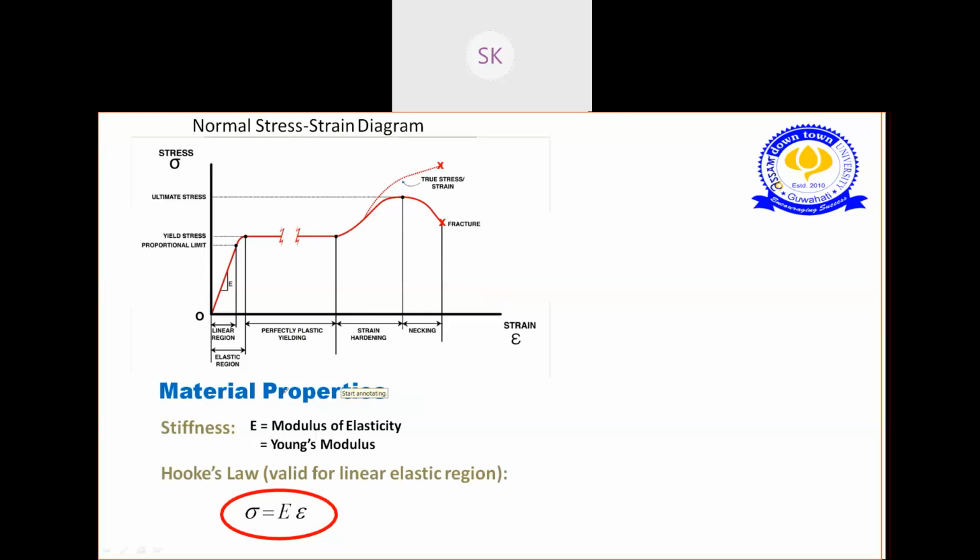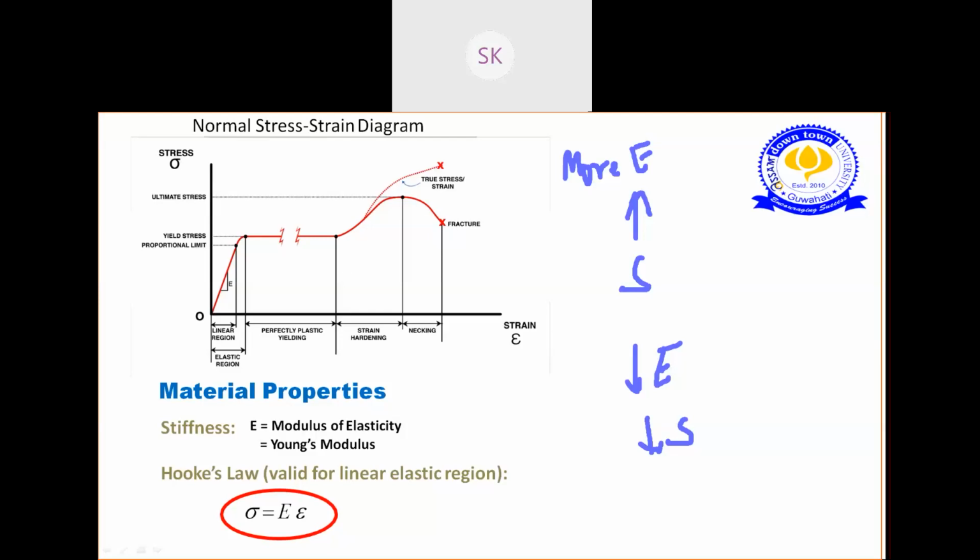Yes, hardness. You can say hardness also. How hard it is. So this stiffness is represented by nothing but your Young's modulus, that is E, right? And what we got, E is nothing but the slope of this curve. So the more the E value, the more will be the stiffness. Less E value, less will be the stiffness. Okay. Suppose rubber will have more stiffness or steel?